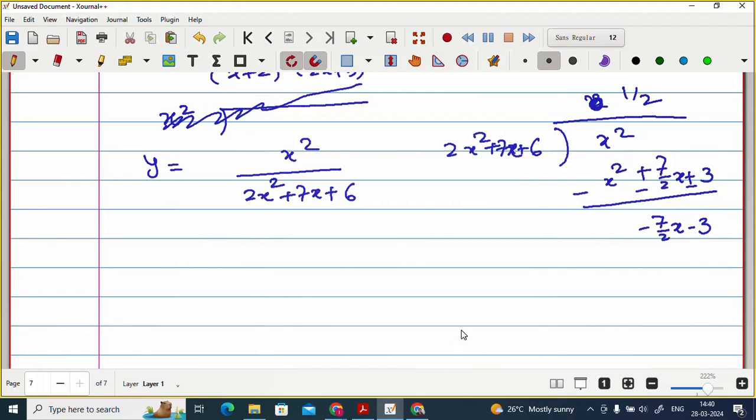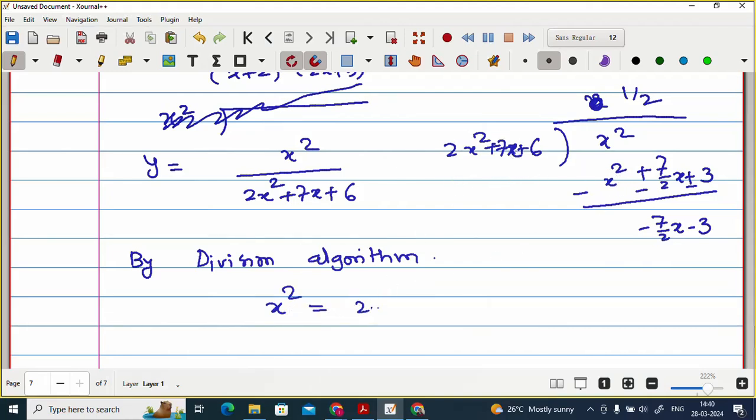Okay. Now by the division algorithm, here we actually took the division. By the division algorithm, the dividend x square is equal to what?